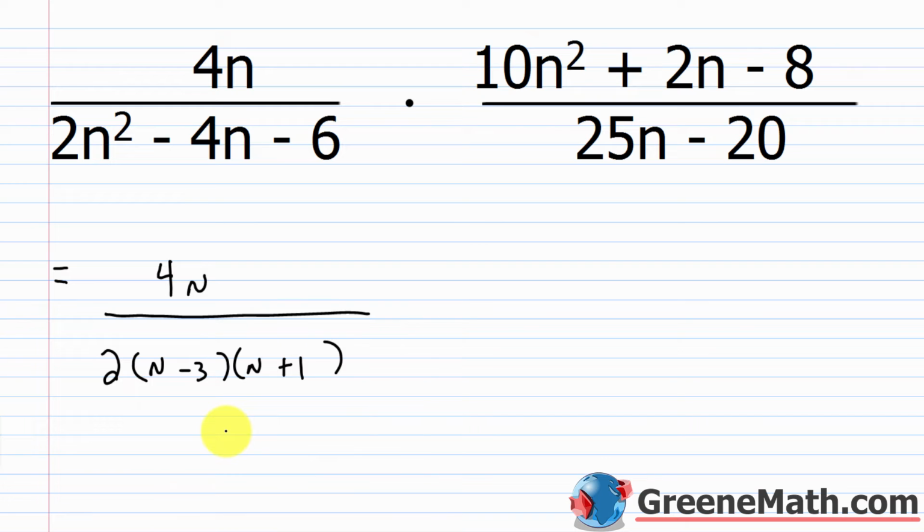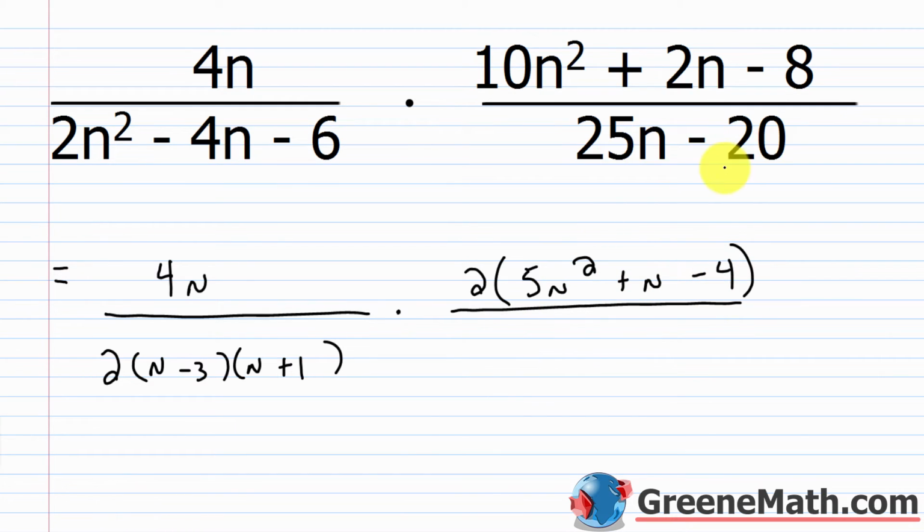Okay, so then this is times. Up here I have 10n squared plus 2n minus 8. So let me factor that at the bottom because I need a little room for that. I'm just going to start by putting 2 times, if I pull a 2 out of there because it's common to everything, 5n squared plus n minus 4. Then over here, 25n minus 20, I can pull a 5 out, and that's going to give me 5n minus 4. Now, let me just factor this guy down here so I have a little room.